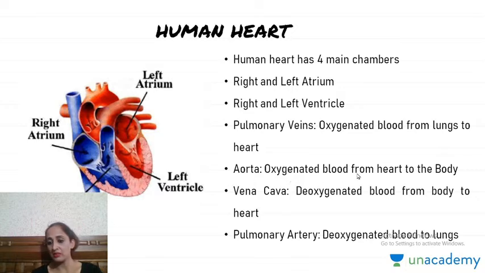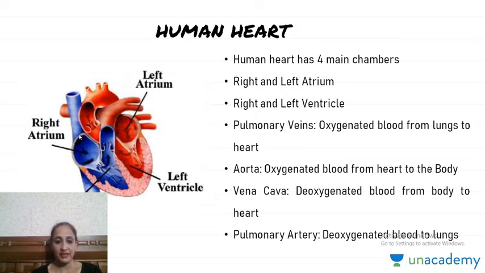Aorta carries oxygenated blood from heart to the body. See here, this is aorta. It carries blood to the upper parts of the body and lower parts of the body. So this point is clear. We have pulmonary veins carrying oxygenated blood from lungs to the heart, and we have aorta carrying oxygenated blood from heart to the different parts of the body.